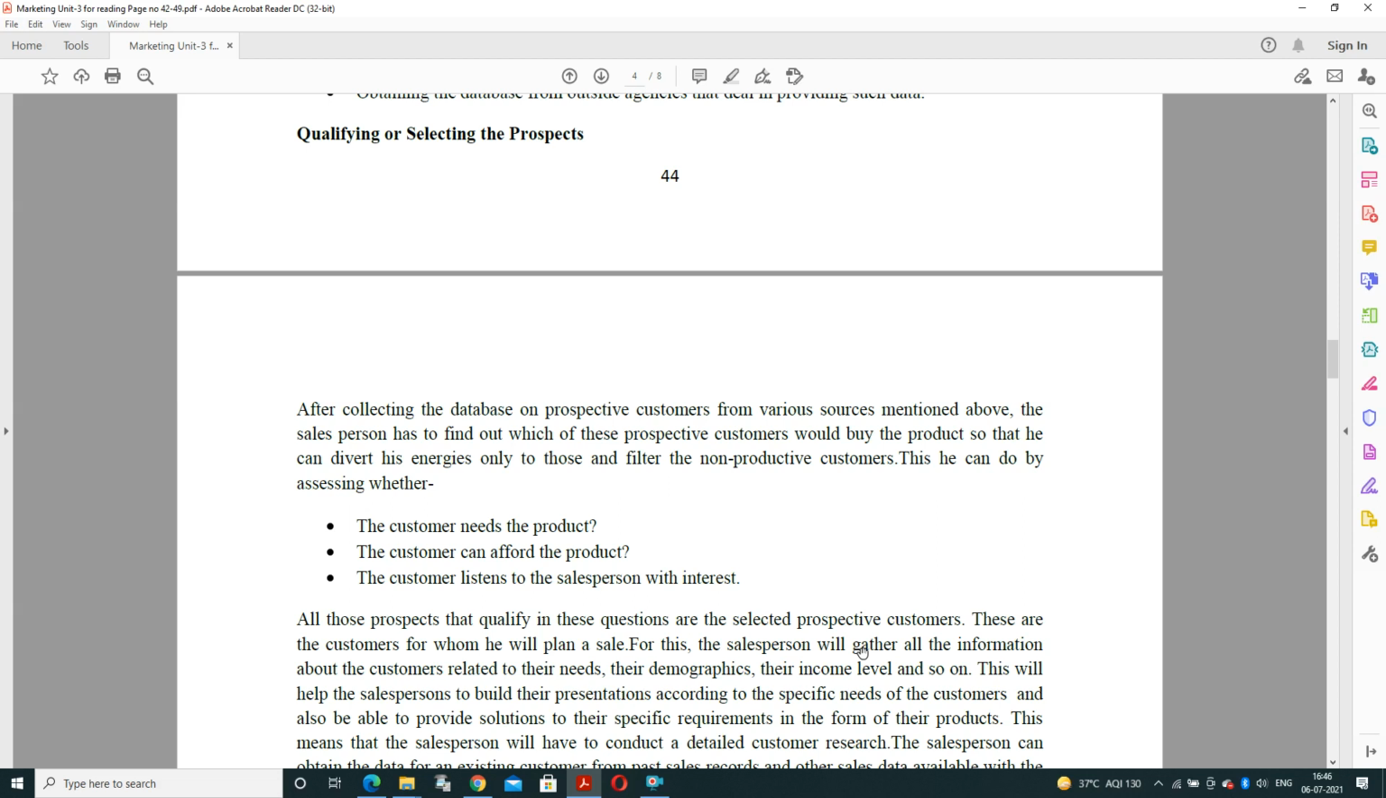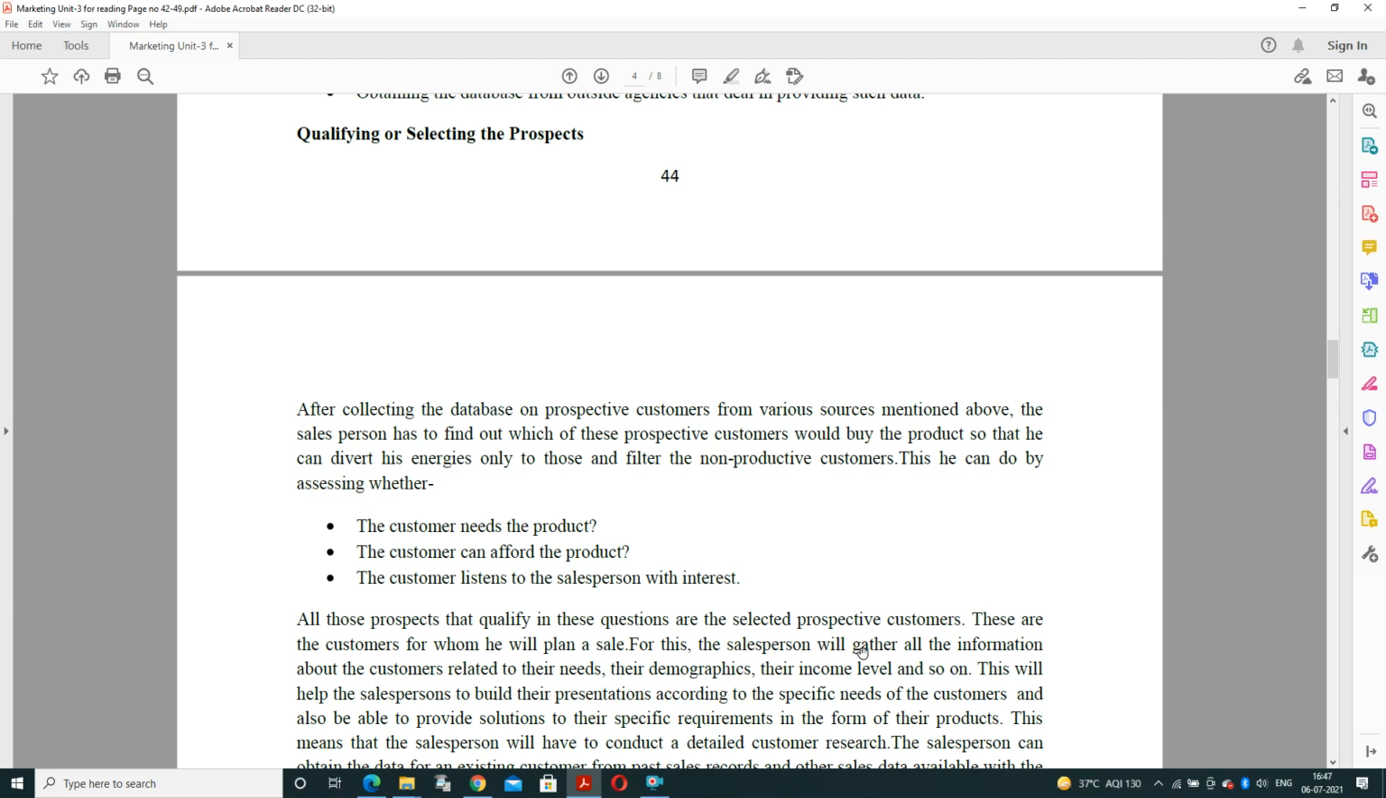How can he identify? He can do this by assessing some questions. Like he will try to find out whether the customer needs the product or not, whether the customer can afford the product or not, and whether the customer listens to the salesperson with interest or not. Like you're moving through the market and the salesman is explaining the features, but you are not taking interest, it means you will not take the product. If you're taking interest, then the salesman will try to sell the product with more interest.